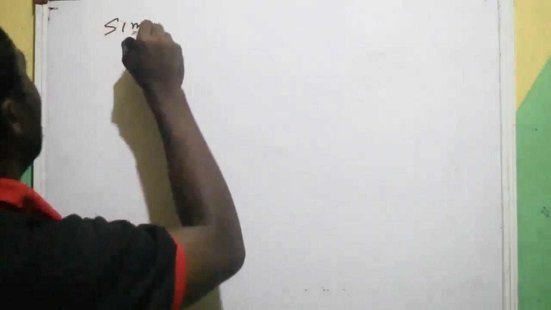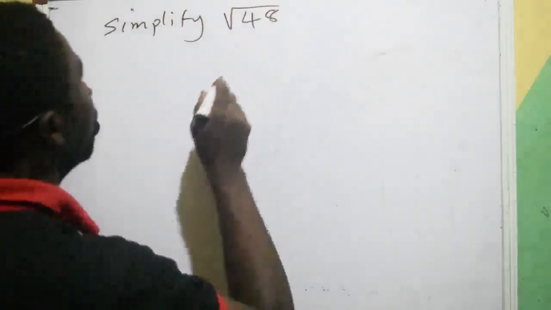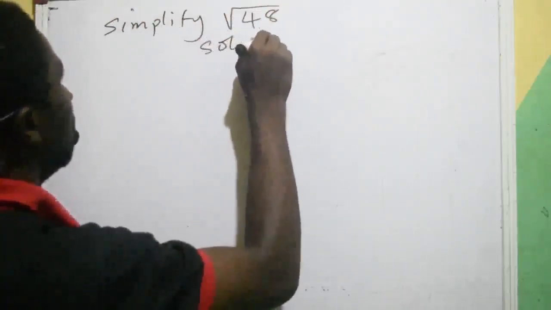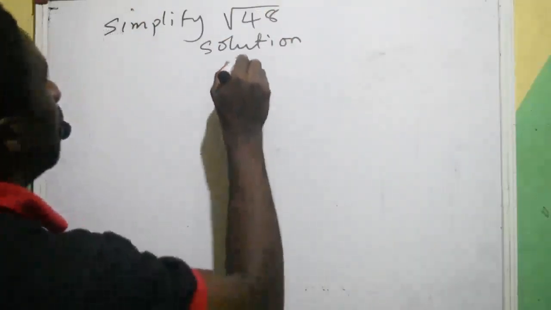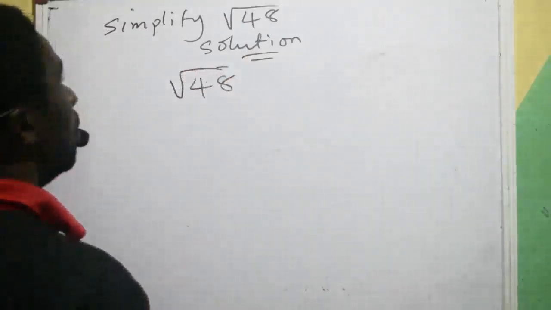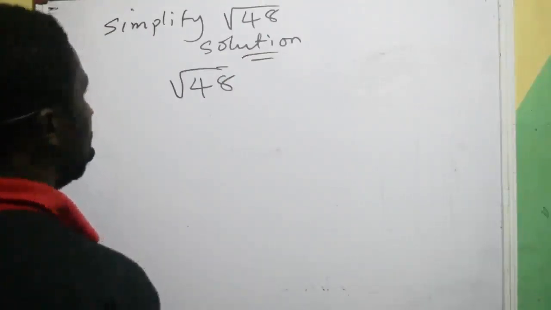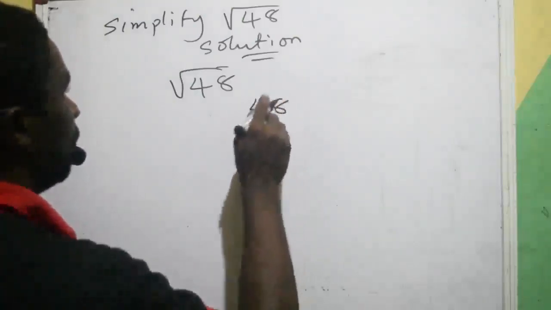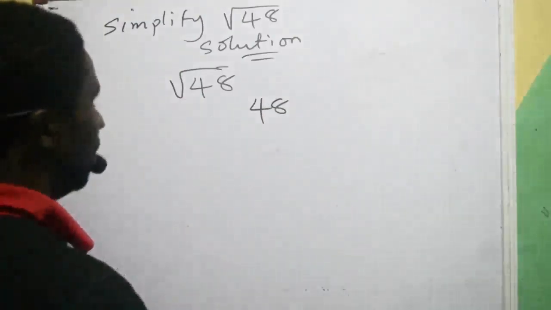So this is another example in today's video. Supposing you are asked to simplify square root of 48, you just write solution. After writing solution, you bring down the question, which is square root of 48. Then the next thing you do is you write down the factors of 48. Forget about the square roots for now.